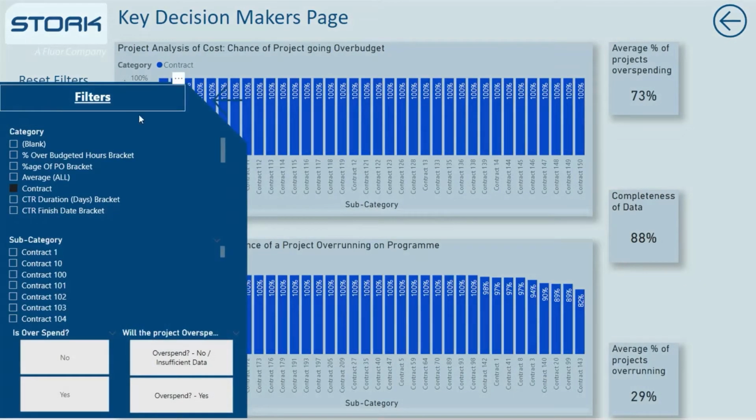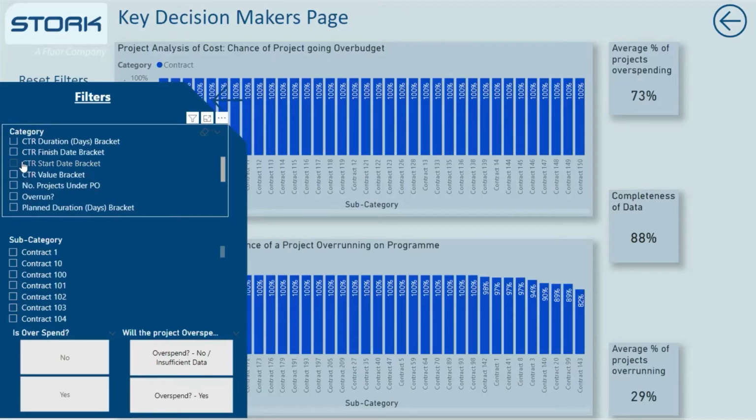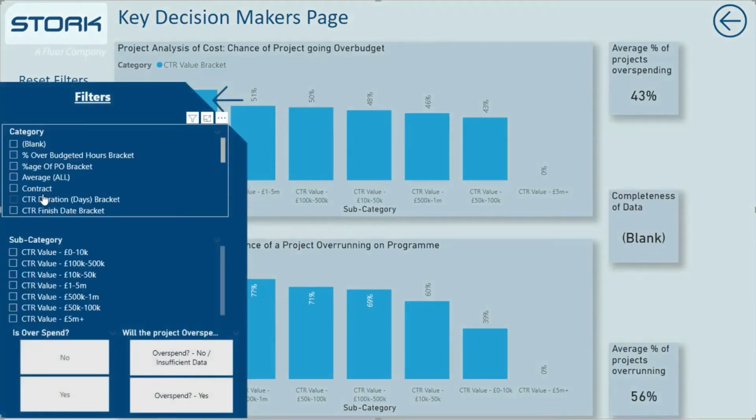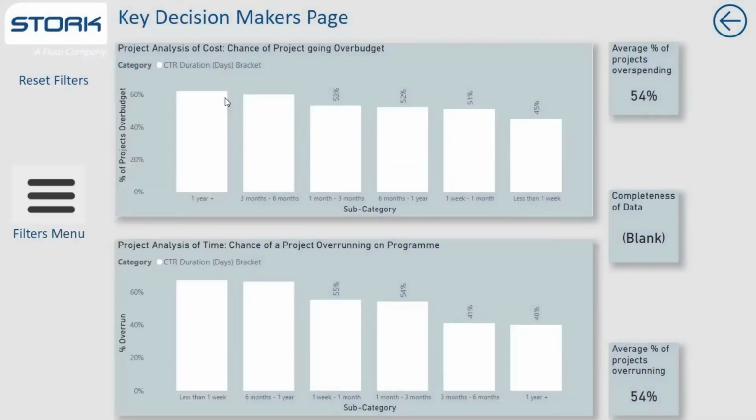This could also be used as a leaderboard to show which contracts are the best performers and highlight which ones need more work to improve their performance. As another example, we can open the filters page over here and look at a number of different categories. For instance, the value of the project, where we can see that there is some correlation between the value of the project and the likelihood of it overrunning. Another example would be the duration of a project, where we can see that the shorter the duration, the less likely it will go over budget compared to the longer duration projects having a higher likelihood of going over budget.